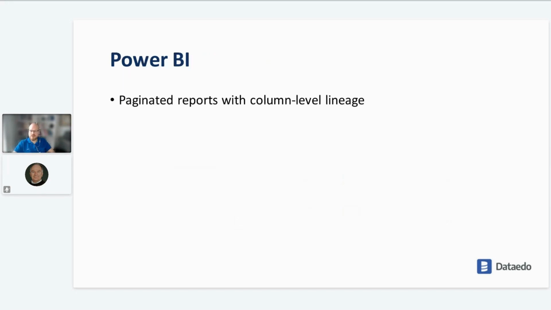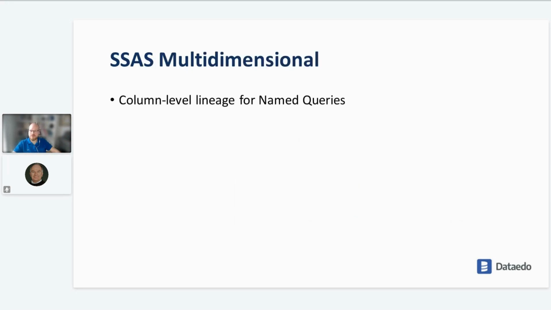In Power BI, we added support for paginated reports, and we built column-level lineage from SQL parsing. Paginated reports are SSRS reports, called paginated in Power BI. So right now we cover all the report types in Power BI. For SSAS multidimensional, which are cubes and dimensions engine, we are now also supporting column level lineage for named queries. Not just tables as before, but also named queries using our SQL parser.